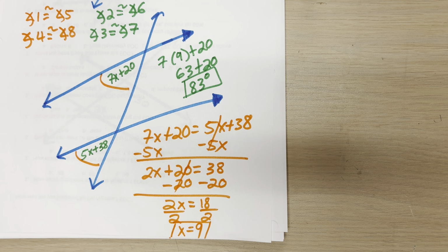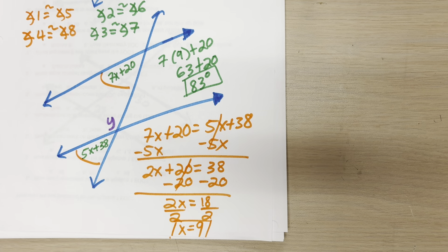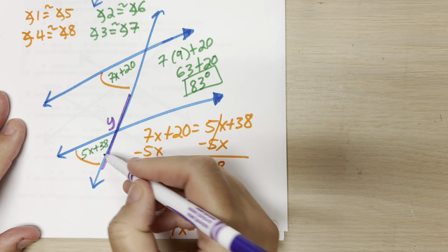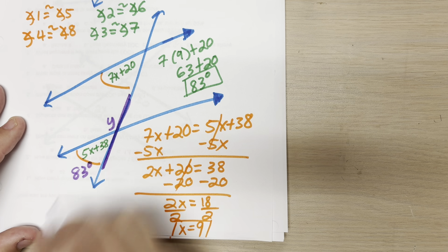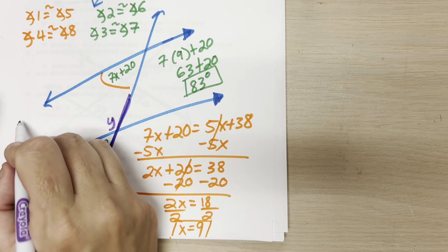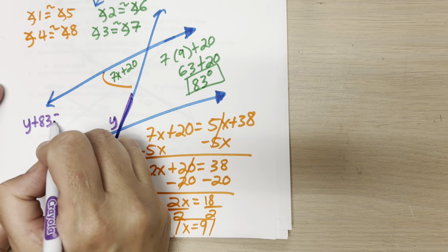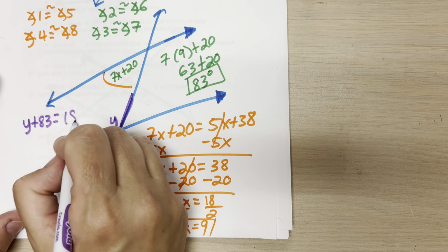Now let's add another layer to this problem. What if they wanted to know this angle here? Well, let's think about what you've learned so far. Here is a straight angle, right? So if I know this one is 83, together, y plus 83 is going to equal 180.